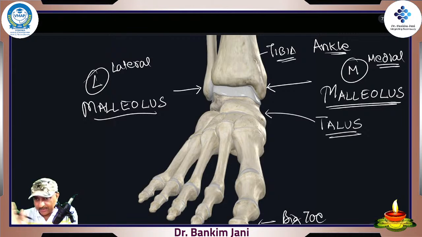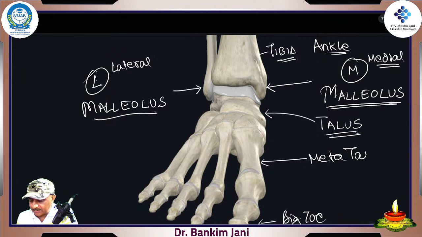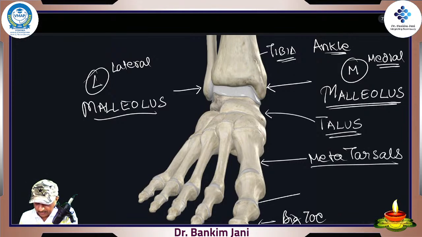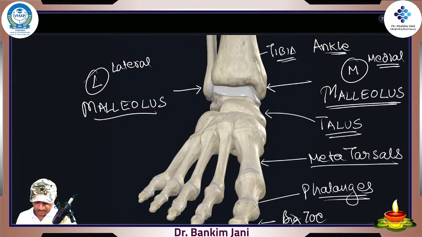Now, in the side view, we'll see how this talus is located. Meantime, all of these are metatarsals, right? These are the metatarsals, easy. And then obviously these are the fingers, all the phalanges. Like the upper limb, over here also the phalanges are 14. So 1, 2, 3, 4, 5, 6, 7, 8, 9, 10, 11, 12, 13 and 14. So there are 14 phalanges.